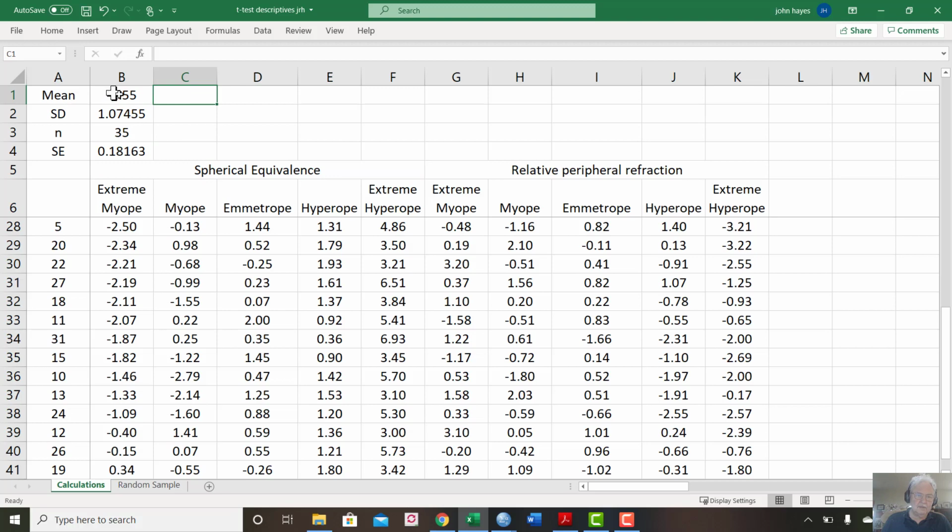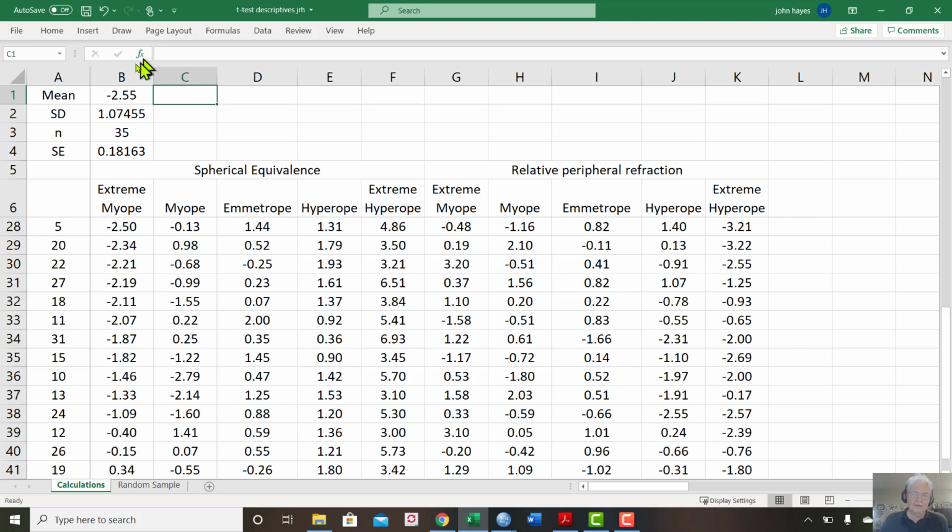So the mean is the sum of all these divided by n. The standard deviation is the sum of the squared differences of each of these values from the mean, squared, and divided by n minus 1. And then taking the square root, and you get the standard deviation. Then n is the count of everybody, how many there are in this row, column. And then the standard error is the standard deviation divided by the square root of n.